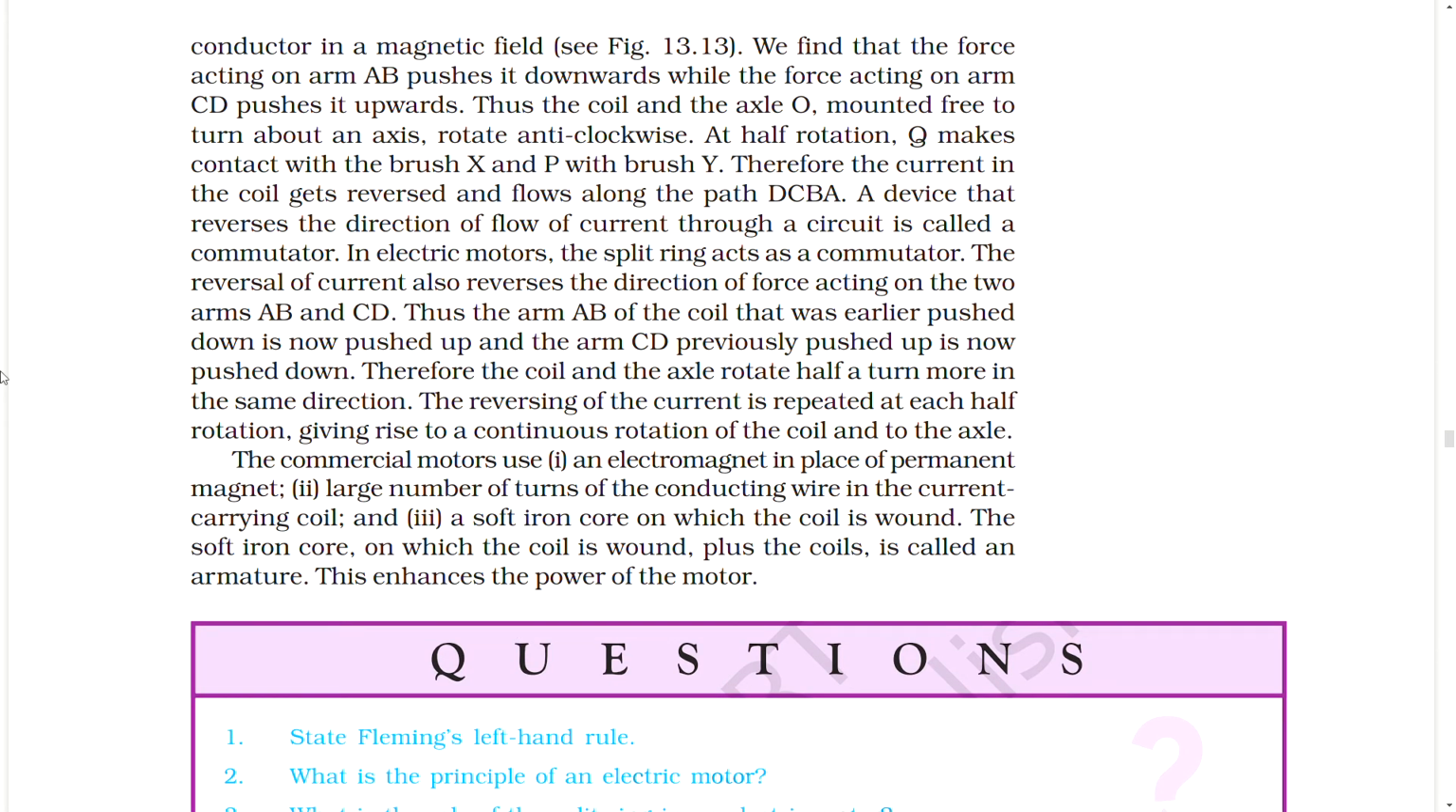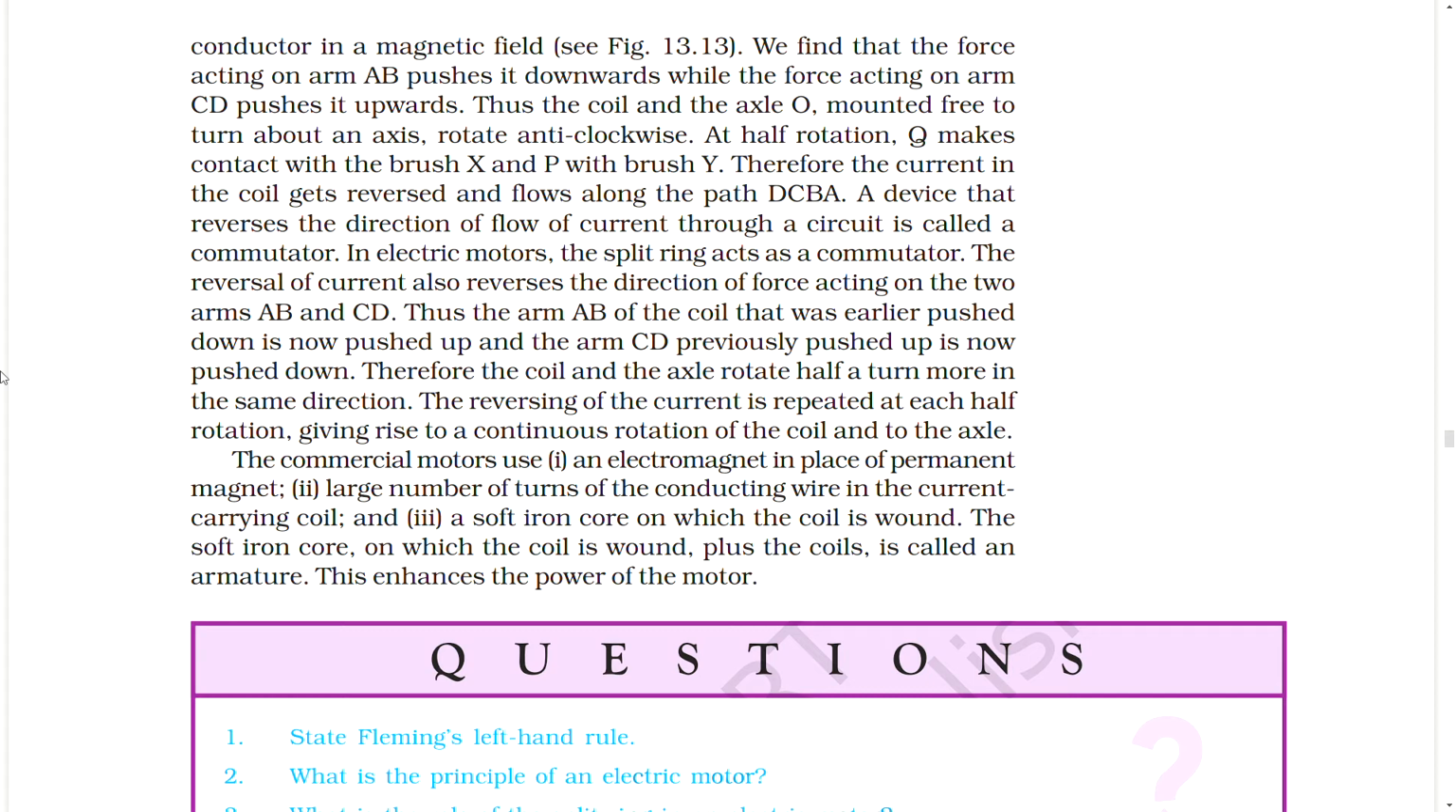We find that the force acting on arm AB pushes it downwards while the force acting on arm CD pushes it upwards. Thus the coil and the axle O, mounted free to turn about an axis, rotate anticlockwise. At half rotation, Q makes contact with the brush X and P with brush Y. Therefore the current in the coil gets reversed and flows along the path DCBA. A device that reverses the direction of flow of current through a circuit is called a commutator. In electric motors, the split rings act as a commutator.